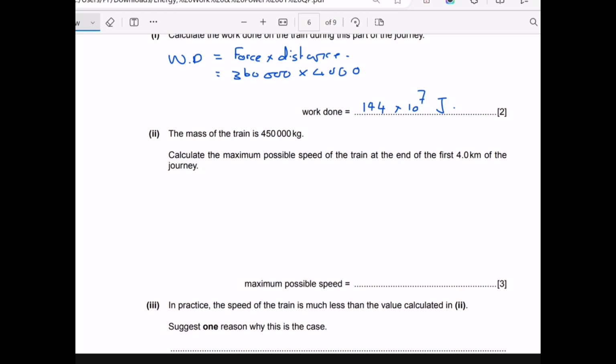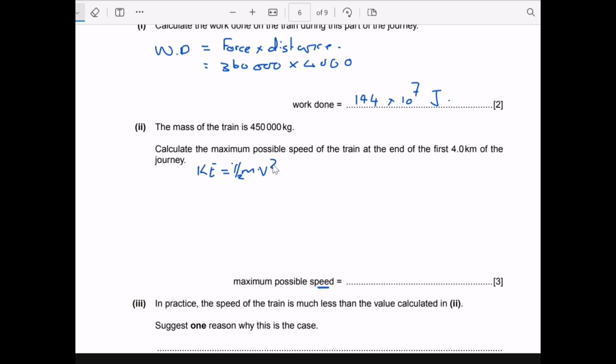Let's move to the next question. Calculate the maximum possible speed of the train at the end of the first 4 kilometers of the journey, okay? So we are still converting the same energy that we had. Remember, energy and work done, we're talking about the same thing here. So we are saying the kinetic energy is equal to half mv squared. This is the equation that will give us the velocity.